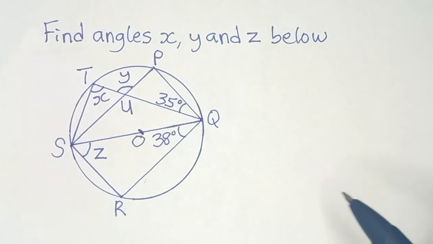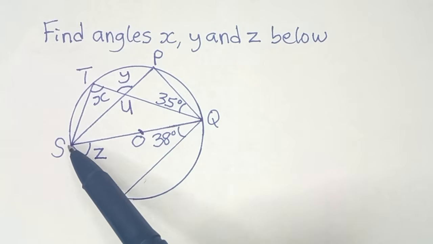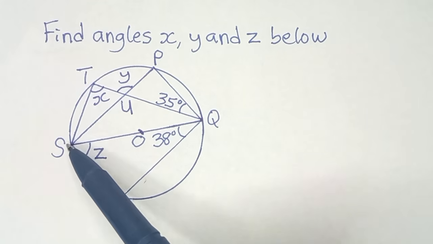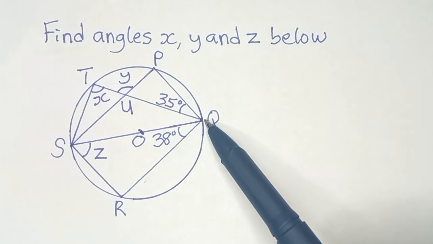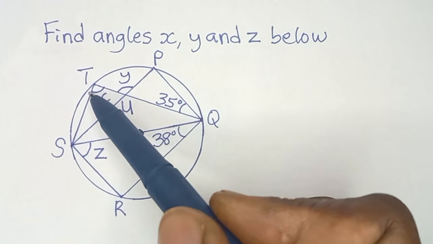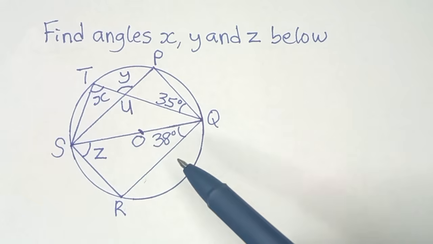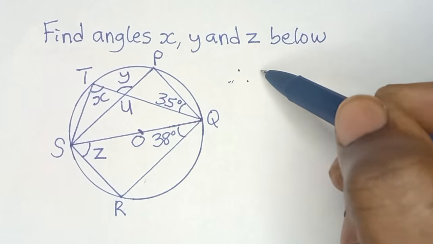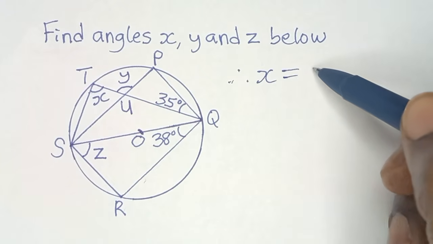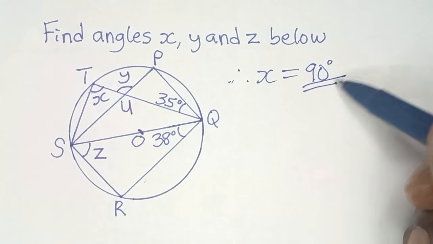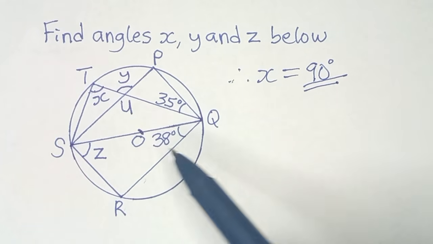So the theorem to apply here is that angle in a semicircle is a right angle. Don't forget, this diameter line breaks the circle down into a semicircle, a half circle. So the angle opposite the diameter line is a right angle, and a right angle means 90 degrees. Therefore, angle X is equal to 90 degrees, because angle in a semicircle is a right angle.